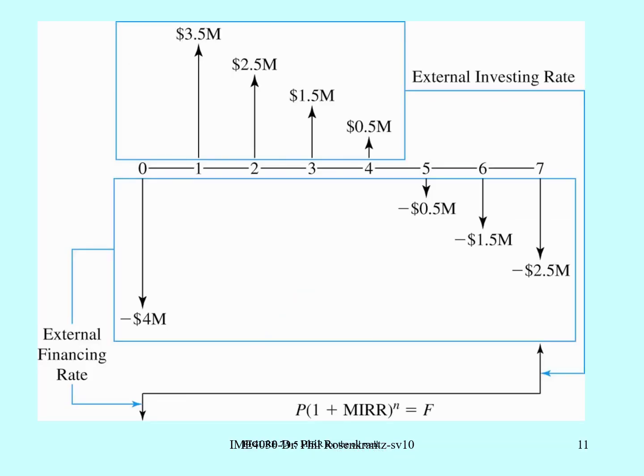So using our MIRR technique, we are going to take the four down arrows, the four expenses, and bring them all back to time zero using the external financing rate that we choose. And we're going to take the four up arrows, the four incomes, and find what their future value is using the external investing rate that we choose. Then once we get a single cash flow at year zero, a present value, and a single cash flow at time period 7, a future value, we can then solve for the internal rate of return that makes the net present worth equal to 0.